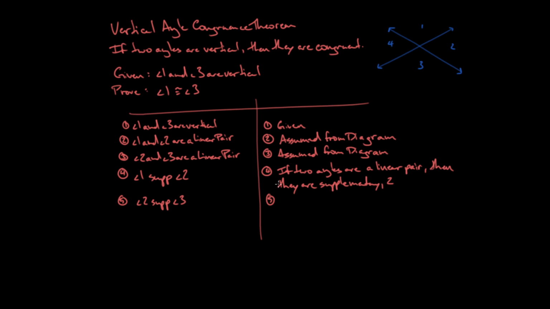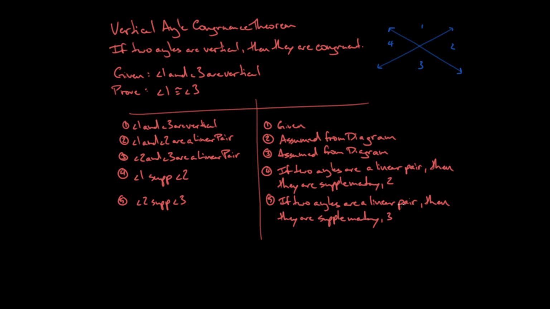What does that tell me? Well, how do I know that, rather? And that's from the same reasoning as before. If two angles are a linear pair, then they are supplementary. All right, and where did it come from? I said that up here in statement 3 is where I said they're a linear pair.